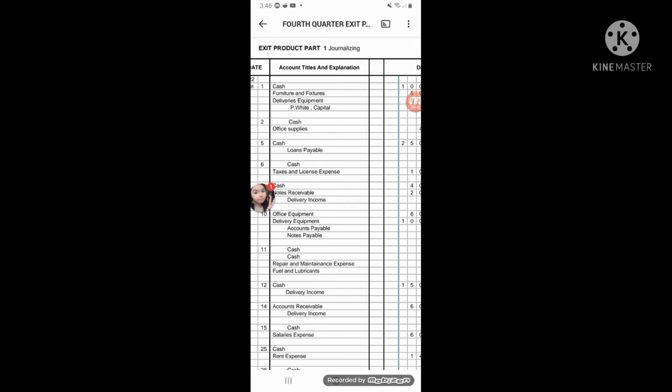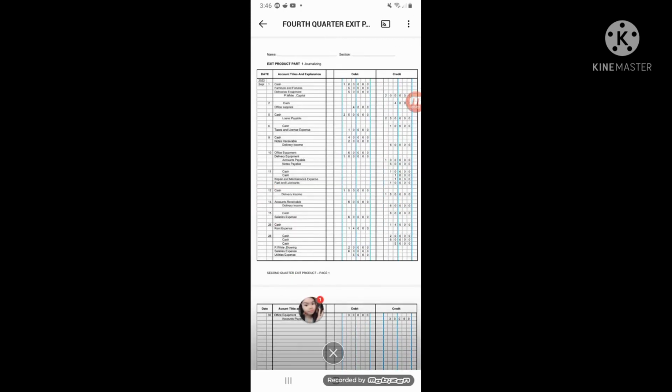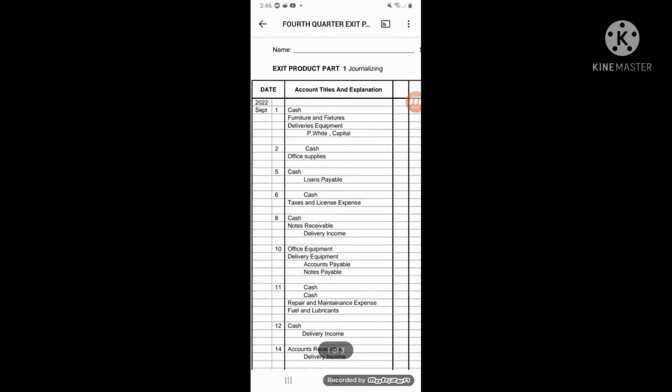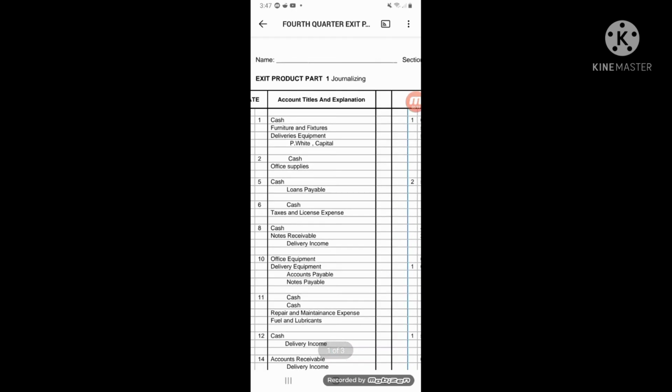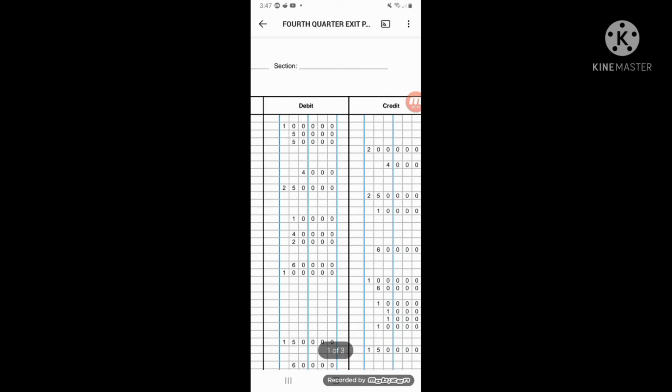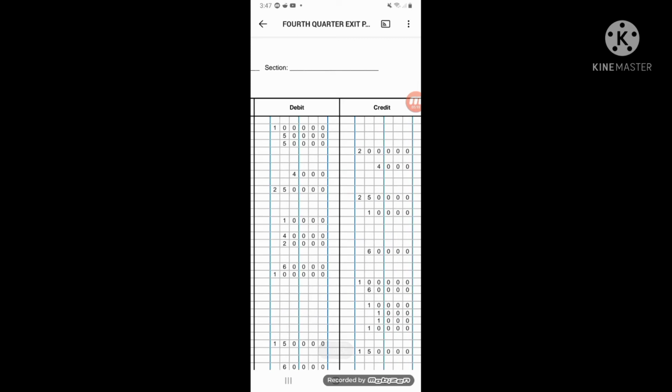Compound journal entry. A compound journal entry may have more than one debit or more than one credit. In all cases, the totals of the debits and credits will always be equal to each other. Like this: cash, furniture, and delivery equipment are 200,000. Pinky White's capital is 200,000. So it will always be equal.